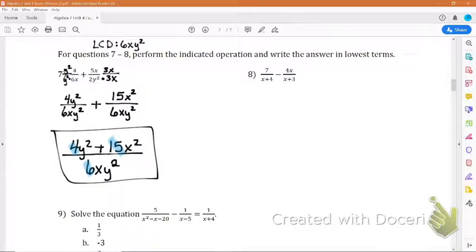Question number 8. Again, gotta get a common denominator to subtract. For this one, my least common denominator, I have essentially two sets of parentheses down here. My least common denominator's got to have them both. So it has to have the x plus 4 and the x plus 3.